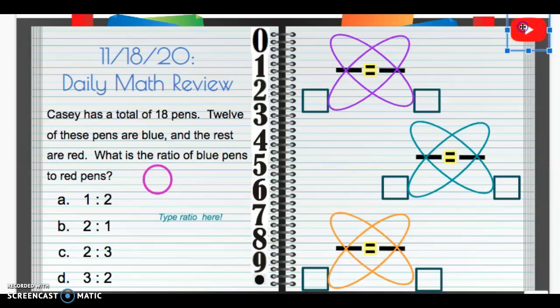Okay, so for DMR today, what you're working on is a question that deals with ratios. Casey has a total of 18 pens. So this is how many pens that she has. Think about it as yourself as Casey. You have 18 pens in your hand right now.